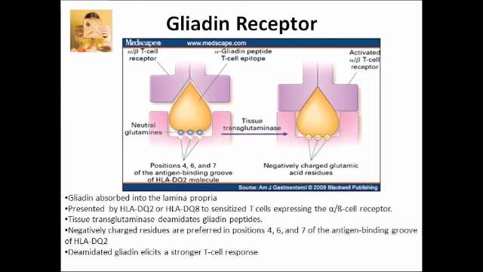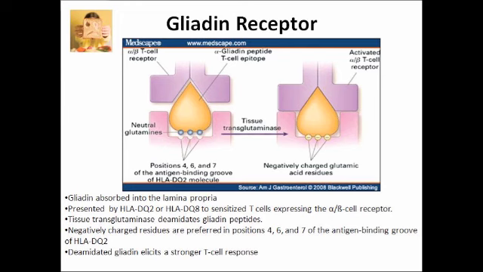The gliadin receptors on the intestinal epithelial cells may mediate the transport of gliadin peptides to the lamina propria, as I mentioned, and they're presented in conjunction with HLA-DQ2 or HLA-DQ8 cell surface antigens by APCs, which are probably dendritic cells. They're presented to sensitized T cells expressing the alpha-beta T cell receptor.